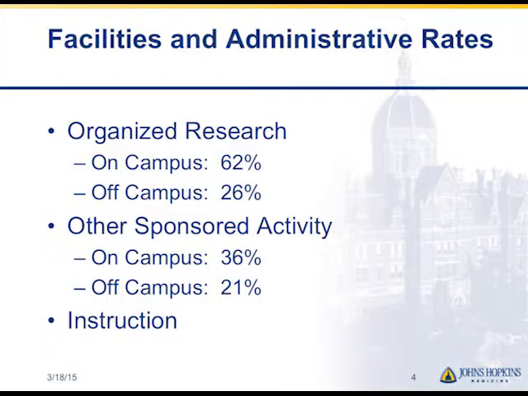So once you've figured out your direct cost, we do have to add a facilities and administrative rate on top of that. Currently, if you're doing organized research, which is awards that usually support research activities where the end result is usually to publish, you're doing data collection, evaluation, analysis, things of that nature. If you're doing it on campus, it is 62%, and off campus, it is 26%. So on campus means if you're doing the research on campus, if it's owned or leased by Johns Hopkins University, and off campus would be everything else.